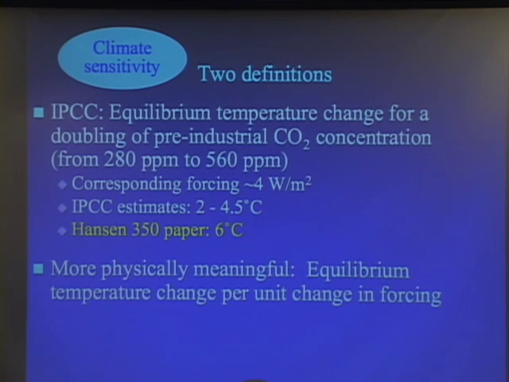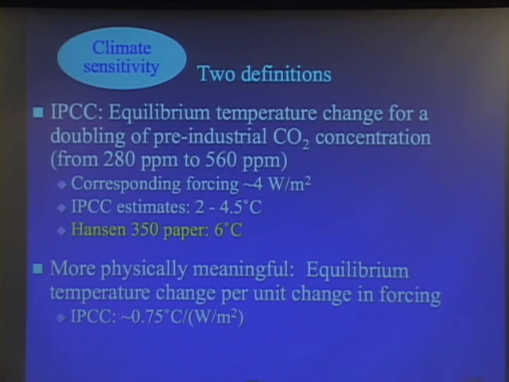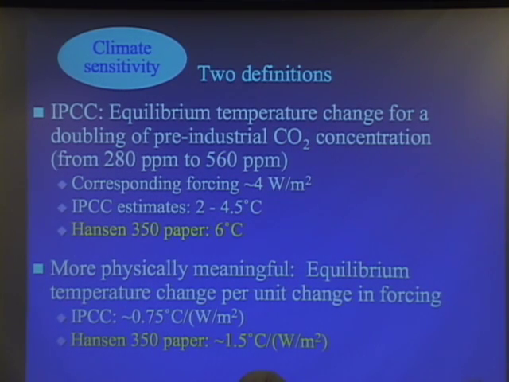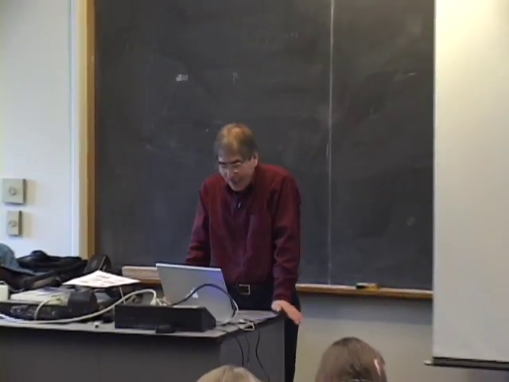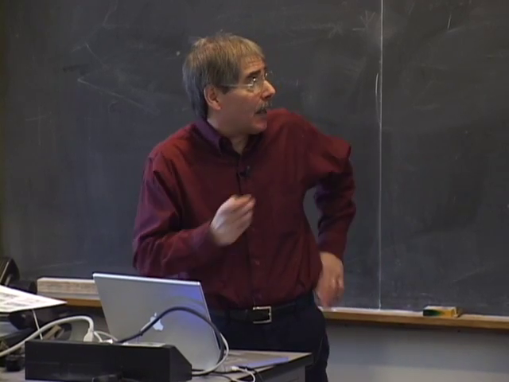There's another definition which is a little more physically meaningful. Instead of talking about a particular happening, like doubling CO2, you simply ask, if I give you a unit change in forcing, 1 watt per square meter change in forcing, what will the temperature change be? For the IPCC, it's about 0.75. That's about a quarter of this 3, which would happen if you had 4 watts per square meter. In the Hansen paper, it's about 1.5, again, about double. So these are two different definitions of the same quantity, measures of how the Earth's climate responds to this energy imbalance. That's the next to last of my big science concepts before I get to paleoclimate reconstructions.